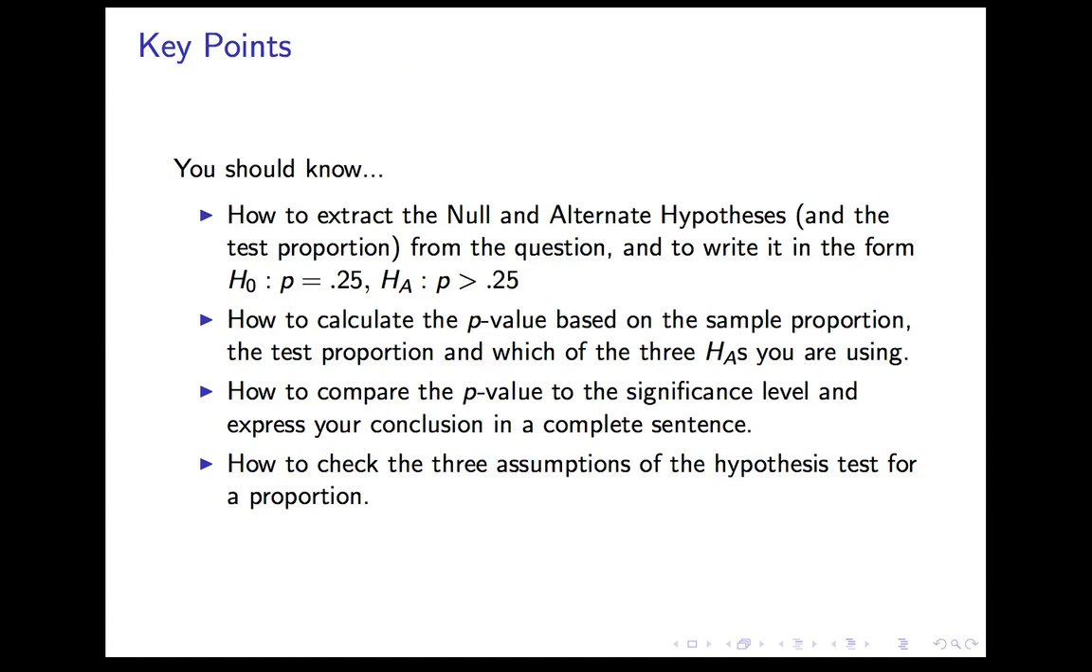Here's what you should be able to do at the end of this lecture. You should be able to extract the null and alternate hypotheses, which includes figuring out what the test proportion is, from the question, and be able to write it in the symbolic form, which is always H0 colon P is equal to some number, and HA colon P is less than, greater than, or different from that number. You should know how to calculate the p-value based on the sample proportion, as well as the test proportion, and which of the three alternate hypotheses you are using.